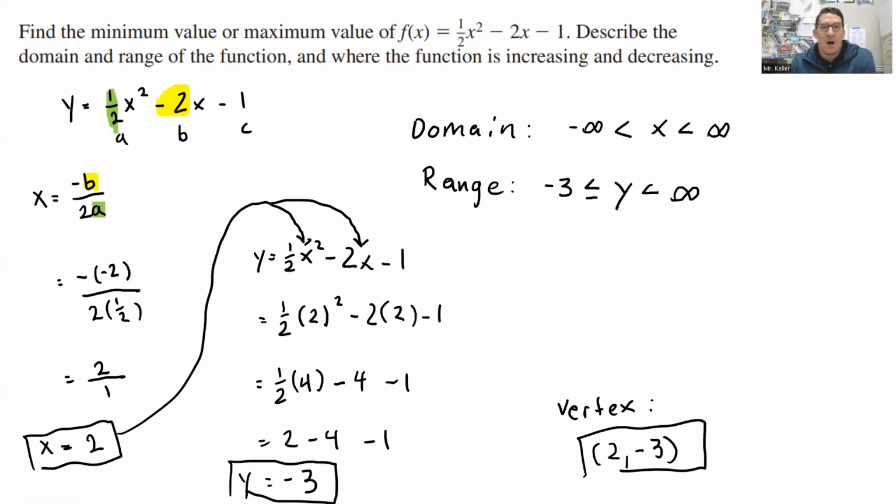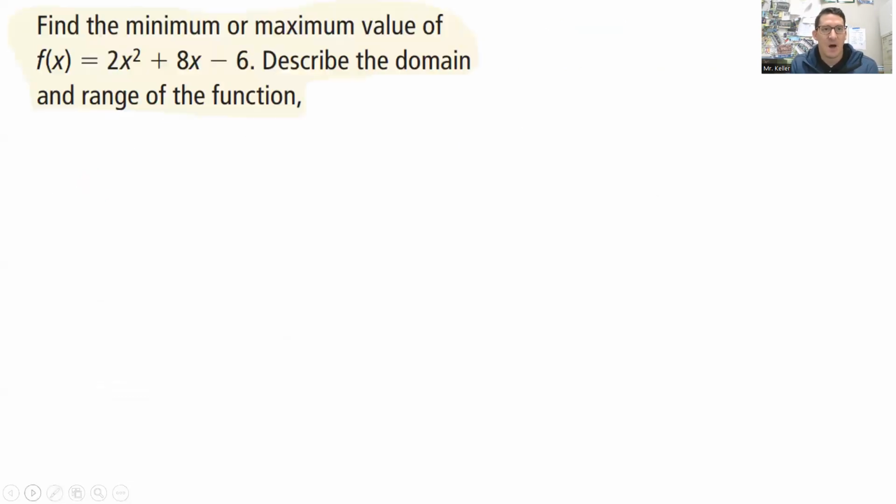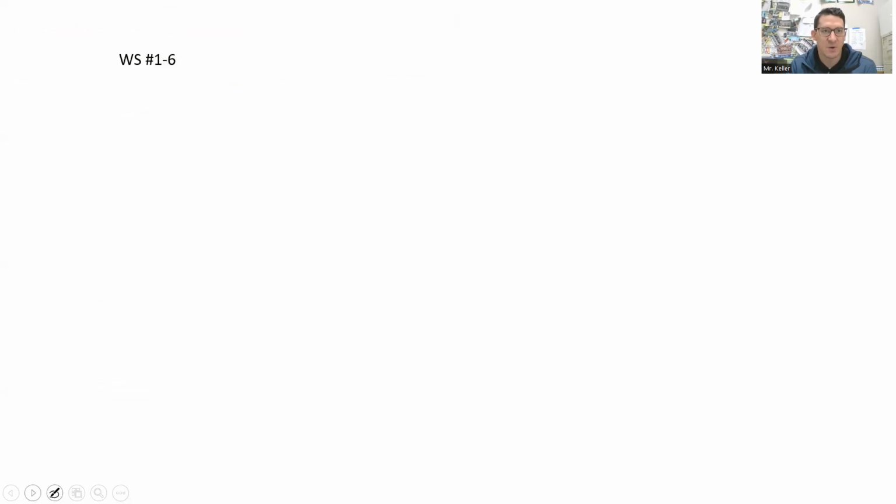And then the function is decreasing. We're going to skip the increasing and decreasing part. Let's just move on. So find the minimum or maximum value. Let's just go on to graphing.